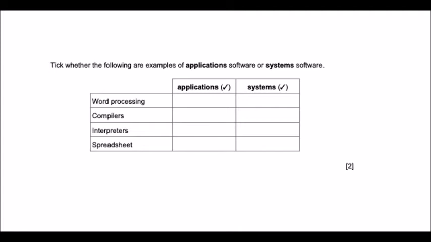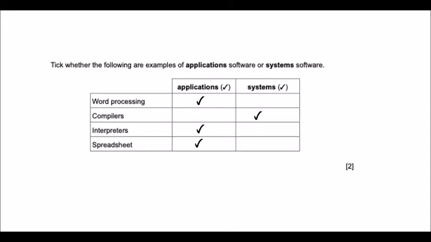Word processing, Microsoft Word, is it application? Yes, it's application because it is designed for a specific purpose. What about compiler? You remember the 5 examples of system software I gave earlier? Yes, compiler is one of them. Interpreter? No, interpreter is not among them, so it is an application software. Spreadsheet. Yes, spreadsheet is an application. A very good example of spreadsheet software is Microsoft Excel.